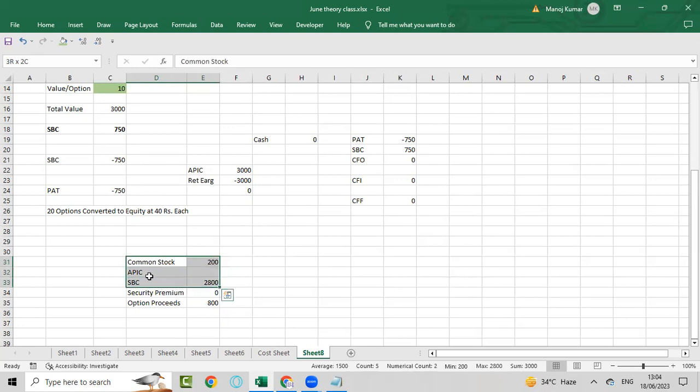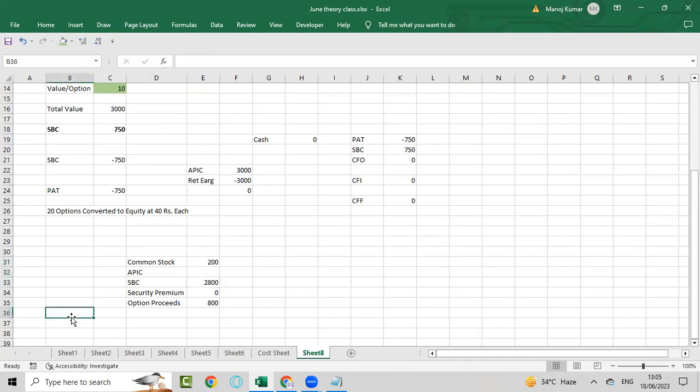This SBC which we have created in the last 4 years, the purpose of this was to use it for common stock later on. It was a kind of provision which we created for 4 years. From the 5th, 6th and 7th year, we will use it for conversion. Is it clear or not?